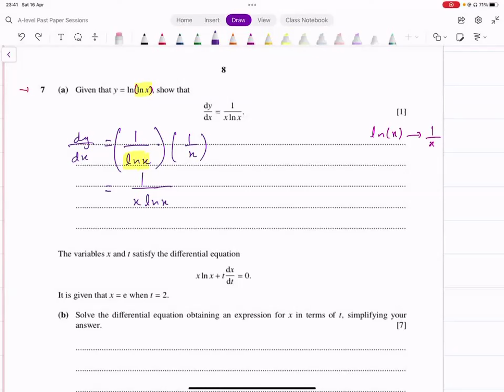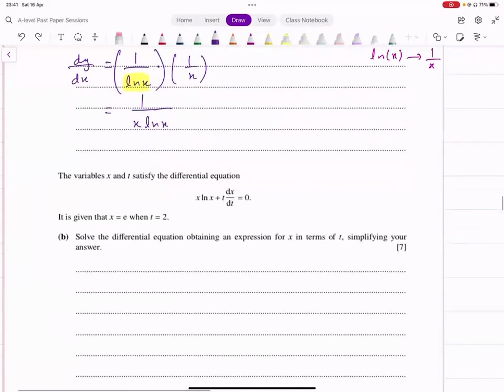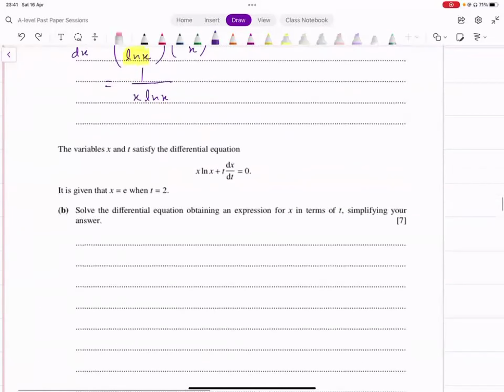Okay, let's look at the next part. Now, this is a differential equation. The variables x and t satisfy this differential equation. x ln x plus t dx over dt equals 0. It is given that x equals e when t equals 2. एक point आपको दिया हुआ है. We have to solve this differential equation, obtaining an expression for x in terms of t.